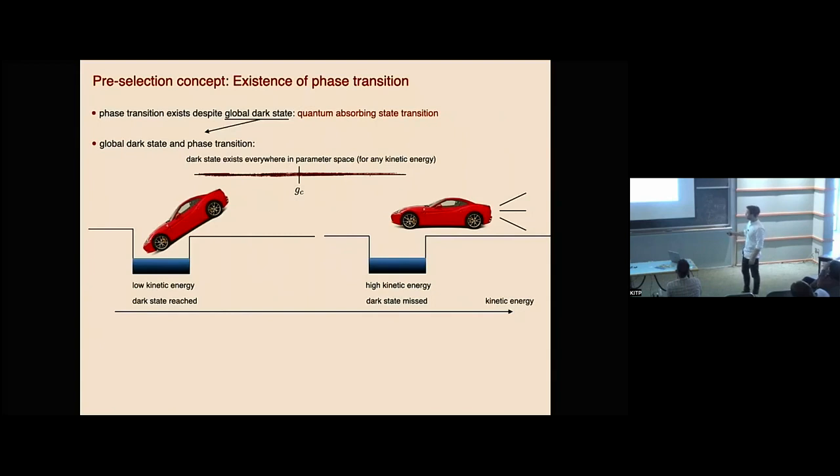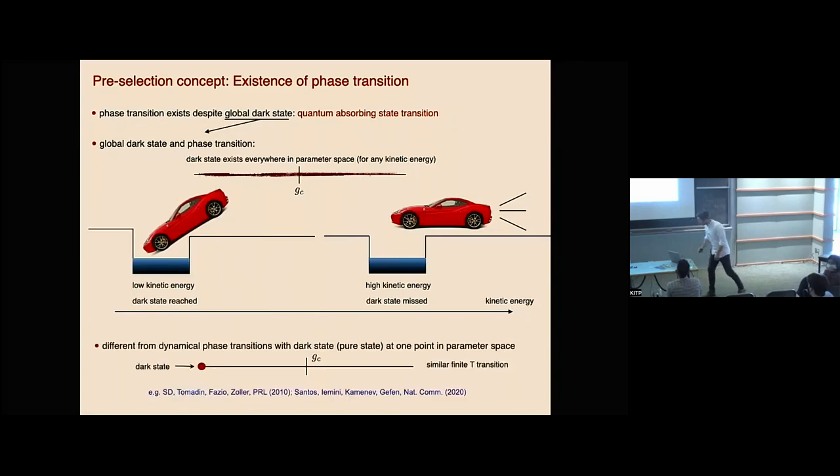car. Now you can see if this car is obviously going too slow, then the system will reach this dark state and be trapped in it. While if we go too fast, we just will miss this hole and get over it. Yeah? And this is what we mean by a dark state really globally present everywhere in parameter space.